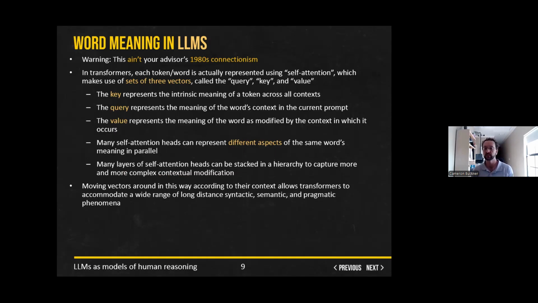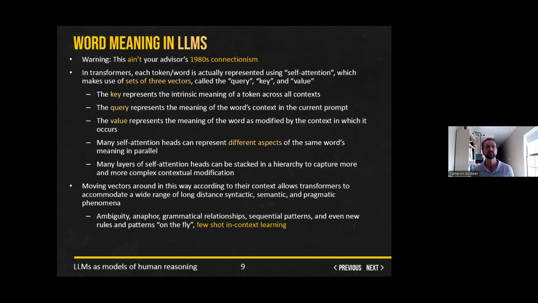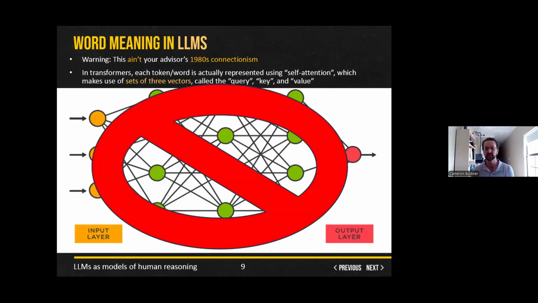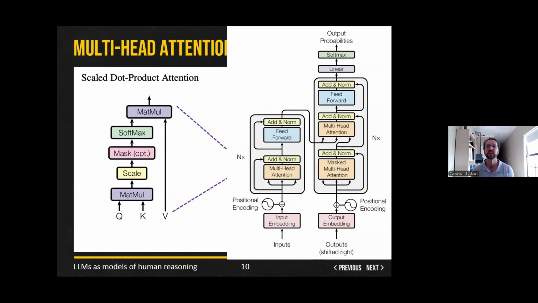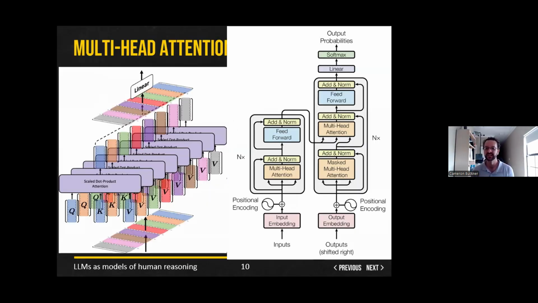Now, again, moving vectors around in this way, we've empirically discovered, allows their context to transform the vector representations to accommodate a wide range of long-distance syntactic, semantic, and pragmatic phenomena. So you can solve, like I said, ambiguity, anaphor, grammatical relationships, sequential patterns, and so on. You can even, and this was very surprising, learn entirely new patterns on the fly from so-called few shots in the prompt, right? That it's never seen anywhere in its training set. So it's not 1980s connectionism, much more sophisticated than that. What we really got is this self-attention operation, which dynamically moves around lots of vectors. There's lots of those in parallel at the same time, interacting with each other at multiple hierarchical levels of processing.